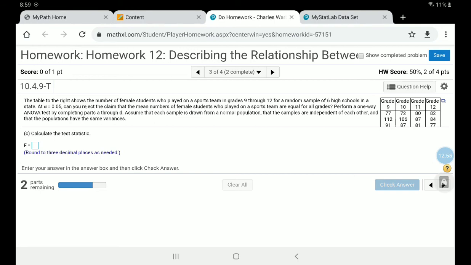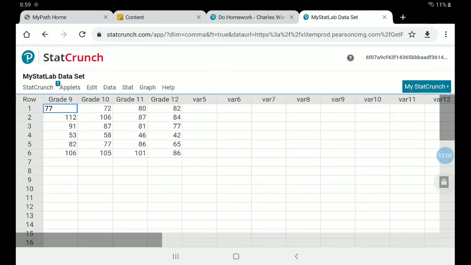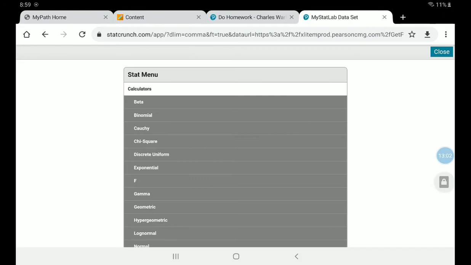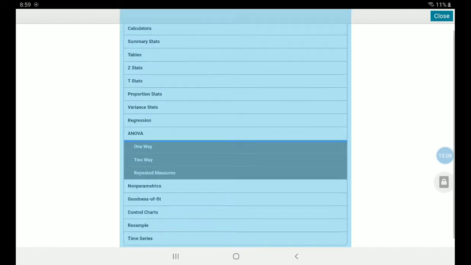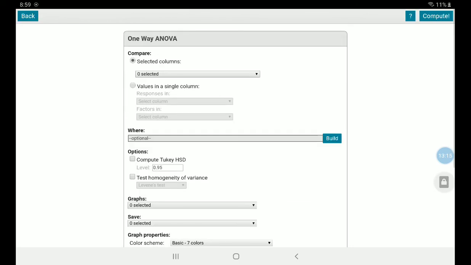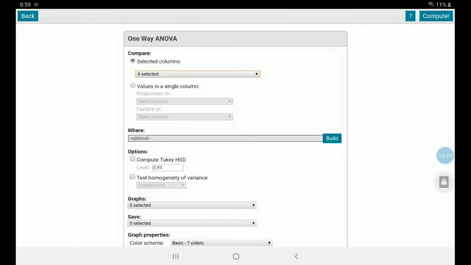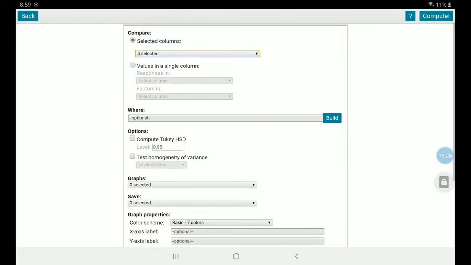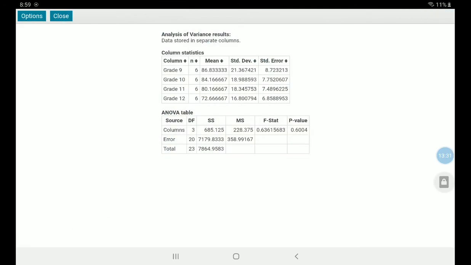All right, so how do you find the test statistic? Make sure your data is loaded in StatCrunch. I got my data loaded. We will go to Stat. We won't go to Calculator, but instead we will go to ANOVA. We went to Calculator for our critical value. Now they want the test statistic. This is from ANOVA. This is a one-way. Our columns were 9th, 10th, 11th, and 12th graders. And I think that's it. I think we're ready to compute that. That gives me my F statistic.